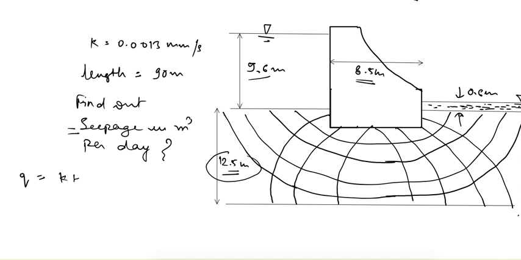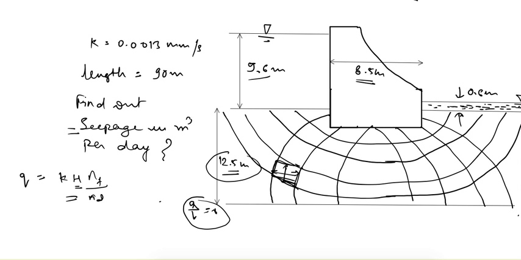because we know that the seepage formula is K H N_f upon N_d, and this formula is derived using a single flow field. In that single flow field, the dimension is an elementary square, so the a by b ratio becomes equal to 1. So other dimensions we don't need here. So this formula is simple.